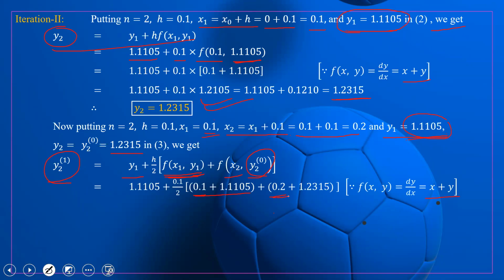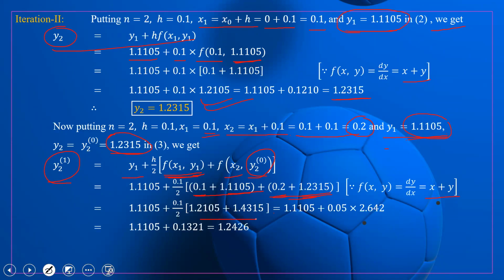Second, what is the value of x2? It is 0.2. And now what is the value of y2? The value of y2 is 1.2315. So we are adding all these four terms. So we are getting this, and the answer is what? 1.2426. So now this is what? It is the second approximate value of y2.